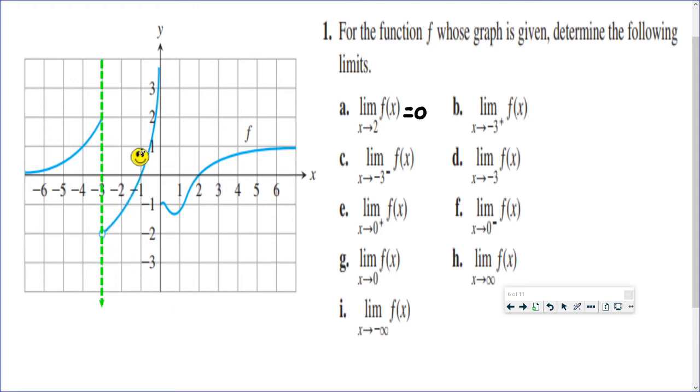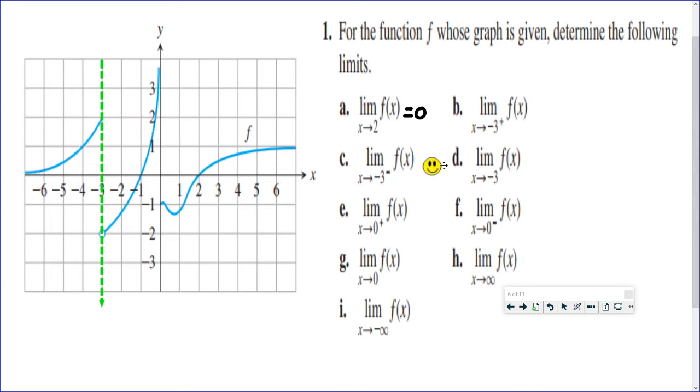So from the right side, you see this is our curve. When x approaches -3 from the right side, the limit of the function will be about -2. And from the left side, it will be 2. Two different values. From the right side it will be -2, and from the left side it is 2.